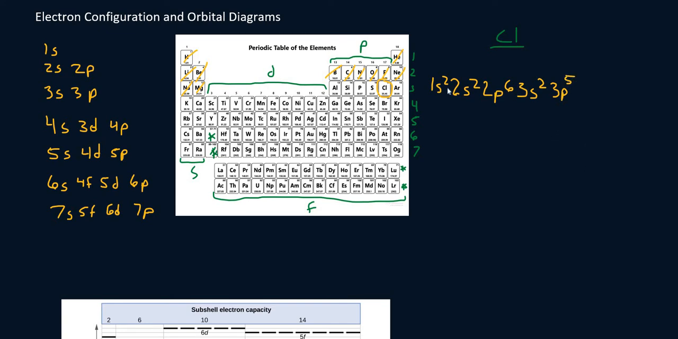And that's going to be the electron configuration for chlorine. So you basically just count each element going up to chlorine. And you'll want to fill the electrons as you go, keeping in mind that the S can hold 2, the P can hold 6, the D can hold 10, and the F can hold 14. And that's how you fill your electrons.